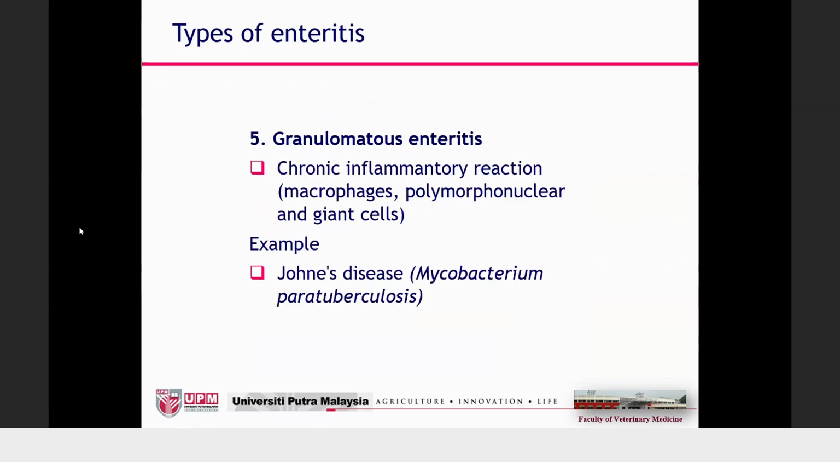So finally, we have granulomatous enteritis. We had previously granulomatous stomatitis, isn't it? In this case, granulomatous enteritis. Of course, when you talk about granulomatous, it is chronic inflammation. When you talk about chronic inflammation, normally you expect more giant cells maybe, or macrophages. And a very good example of granulomatous enteritis is Johne's disease caused by Mycobacterium paratuberculosis. You can see the difference between necrotizing enteritis and granulomatous enteritis.